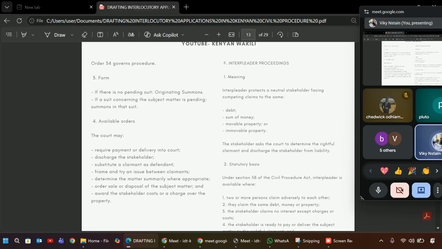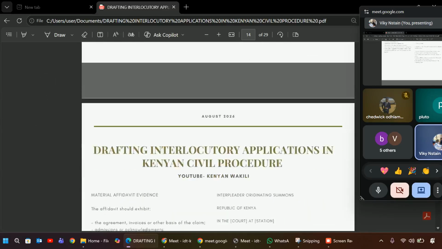Now, the available orders that you'll be seeking: the court may either require payment or delivery of that item into court, discharge the stakeholder, substitute a claimant as defendant. The court may frame and try an issue between those claimants. It can also determine the matter summarily where appropriate. It can order sale or disposal of the subject matter and award the stakeholder costs or a charge over the property.